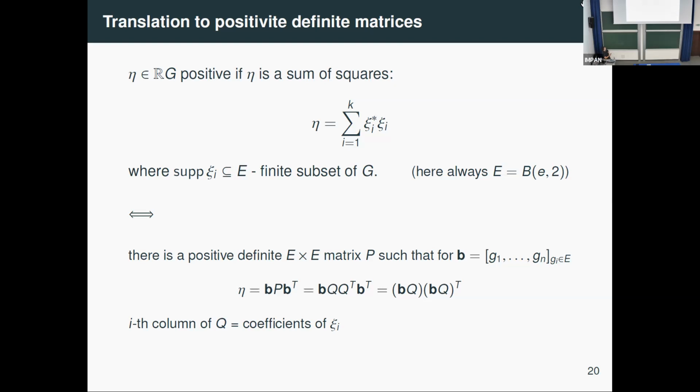Okay, and it's easy to notice that eta being a sum of squares can be rewritten in the following form. You enumerate the group elements in the set E, so these form the basis, and the condition becomes that B P B transpose, where P is a certain positive definite matrix, is equal to eta. The reason is that you can take the square root of P, and then rewrite this whole equation in this form. In this setting, the ith column of Q will become the coefficients of the particular psi_i. Okay, so now we have a translation of this notion into something that involves positive definite matrices.